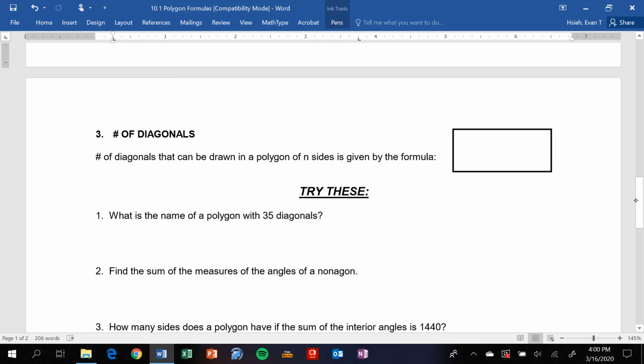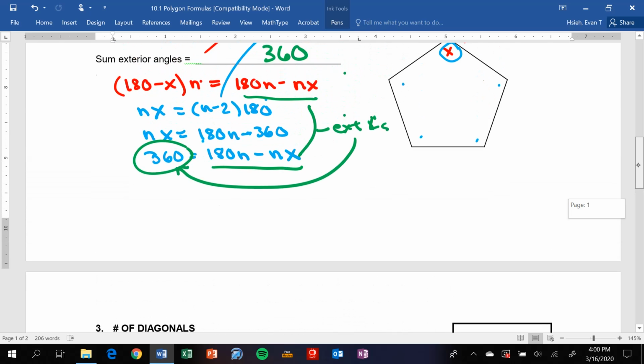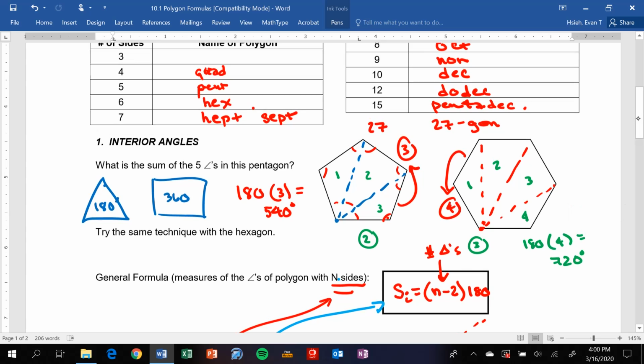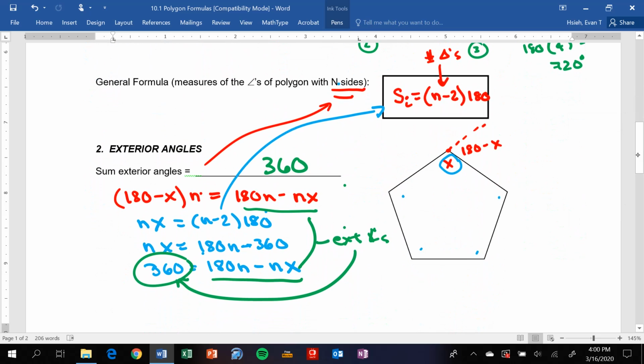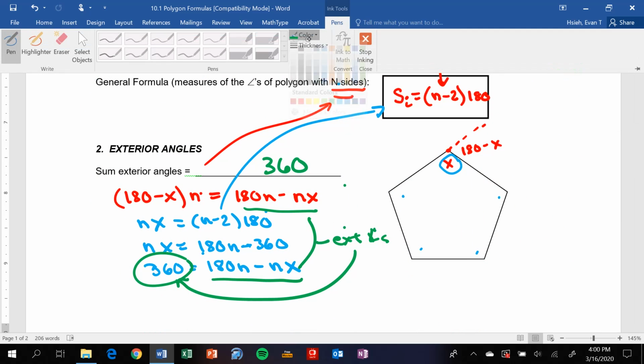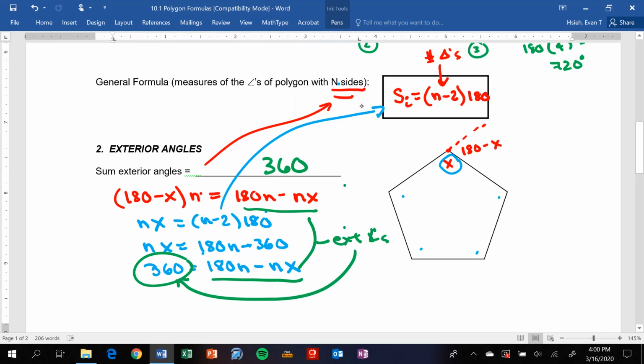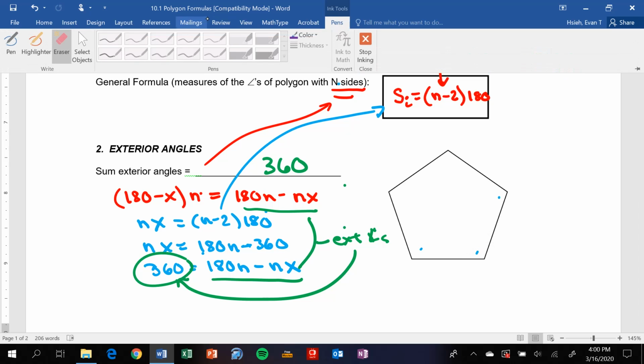The last piece of information is the number of diagonals that can be drawn in a polygon. And it's given by this formula that we're going to talk about. So let's go back up to one of these diagrams up here and talk about this. I'm going to erase some of this stuff over here.